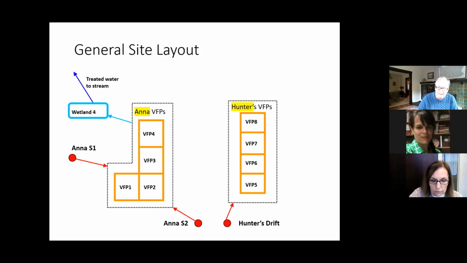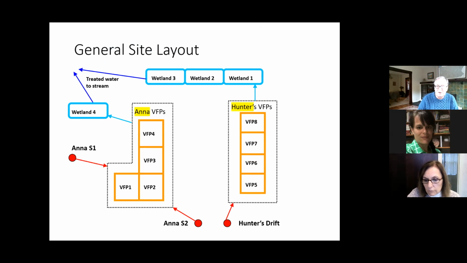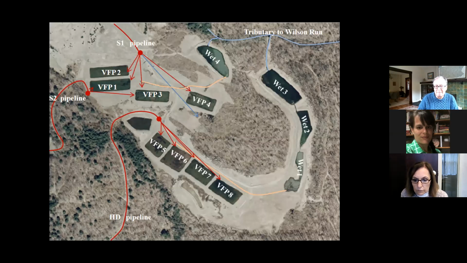5, 6, 7, 8, discharge into, in this case, a large pipe because we couldn't fit a ditch in here, but into a large pipe that then discharges into a series of wetlands and eventually discharges to the same stream that goes down to Wilson Creek. It's what it looks like from the air.